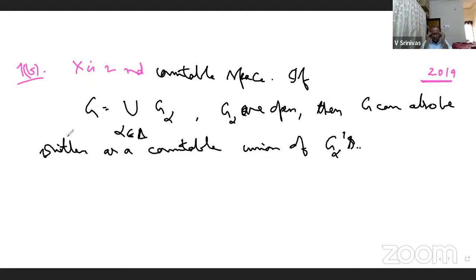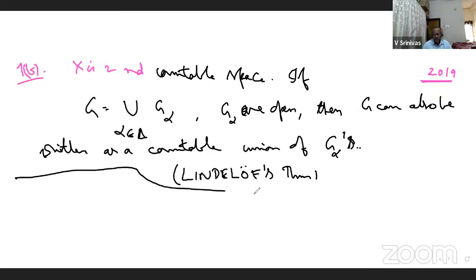In fact, this property has a name. It is called Lindelof theorem. This is from the third unit. Lindelof's theorem. Capital X is a second countable space. If G can be written as a union of certain open sets, then G can also be written as a countable union of these G alphas. First of all, let me explain to you what is the meaning of second countable space.